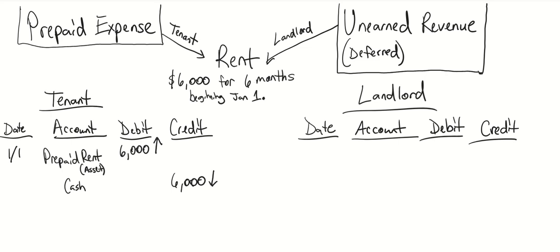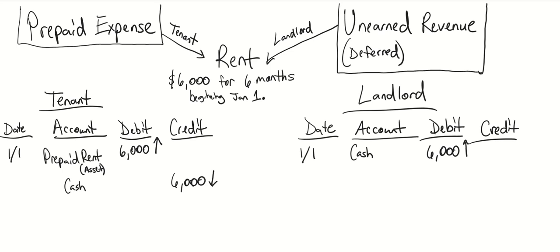Now, what does it look like for the landlord? Because for the landlord, this is the unearned revenue example. So the landlord is going to use the same date, January 1st, 1/1. And this is $6,000 that the landlord received from the tenant. So this is cash that's going to be increased in the landlord's cash account. So we're going to debit cash for $6,000. Again, that indicates an increase in the balance in that account.